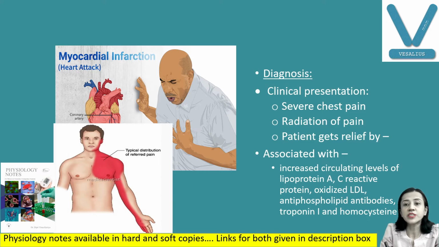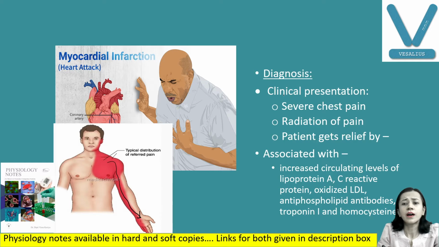Now, in case of acute myocardial infarction, how can we diagnose? The person is having severe chest pain along with excessive sweating, and the pain may or may not radiate to the ulnar border of the arm. Most of the time it gets radiated to the ulnar border of the left arm, and the patient gets relieved by sublingual nitrate.